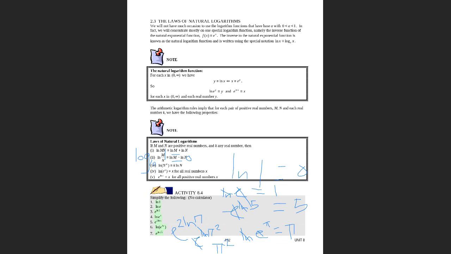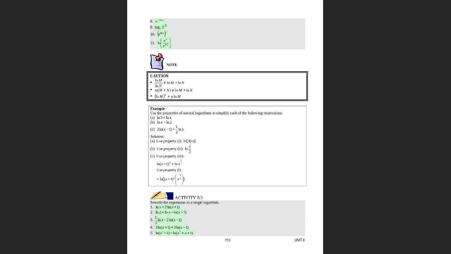Then here we have ln of e exponent 3x. This cancels, and we will simply have 3x as the answer. The last one is obviously the square root of x as the answer. So this is not anything that should give you much stress.